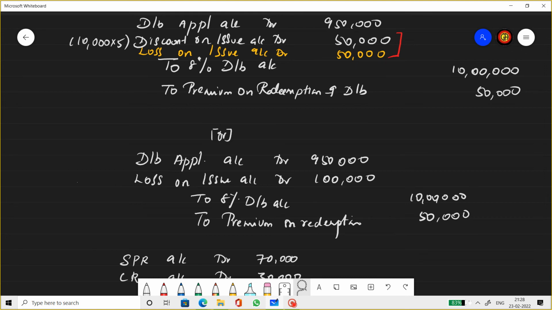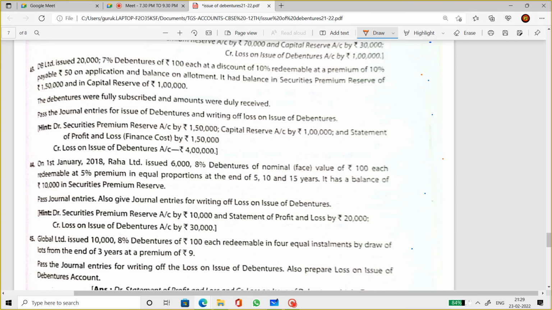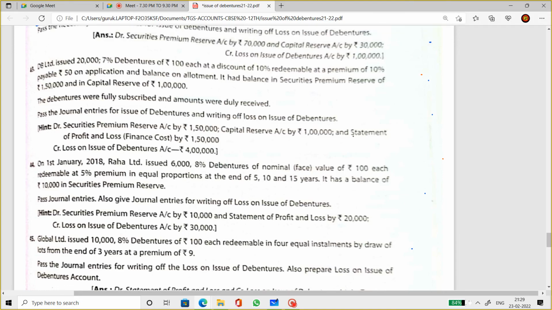Now, what is the total loss? 1 lakh rupees. SPR account contains only 70,000. So first we utilize that 70. Then capital reserve has some amount and we need only 30 from that. So capital reserve is utilized to an extent of 30,000. With that we write off the entire loss of 1 lakh rupees. So hope you all understood about the writing off of loss.